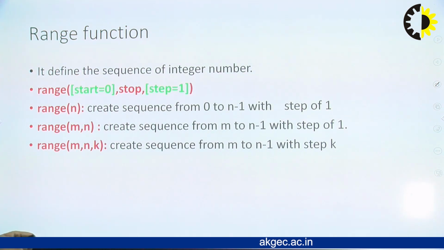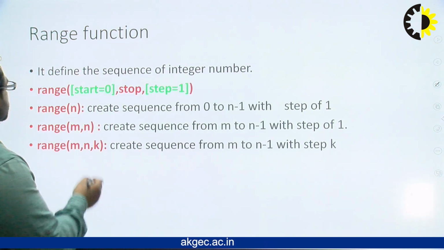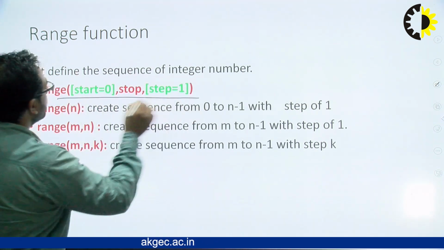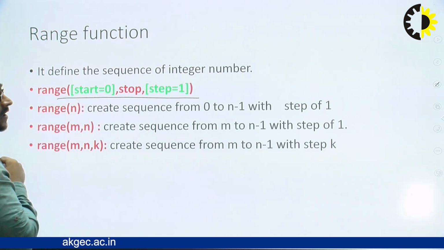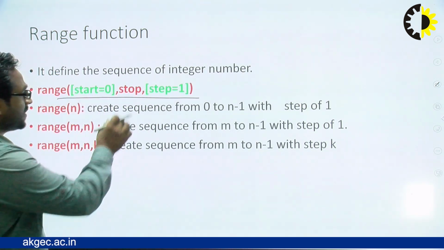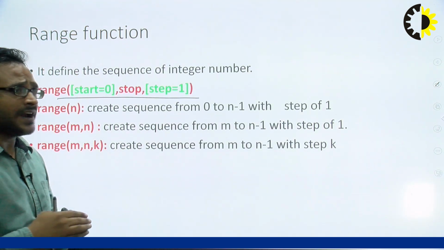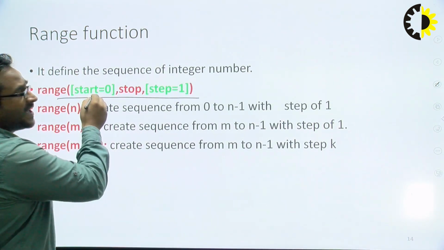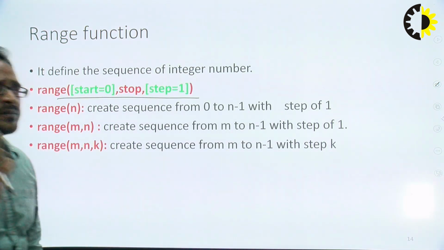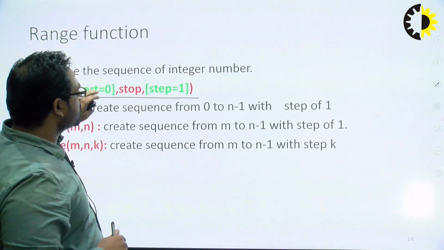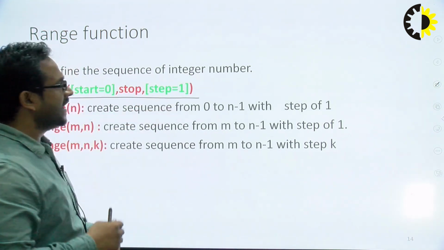And the last point is the range function. Range function has three parameters: start, stop and step. Whatever I have written in green color is optional, and the red color is stop. It is strictly required, you have to pass it, right? If there is any optional parameter in Python, it must have some default value, right? So what is the default value of start? It is 0, and the default value of step is 1. It is basically creating a sequence.